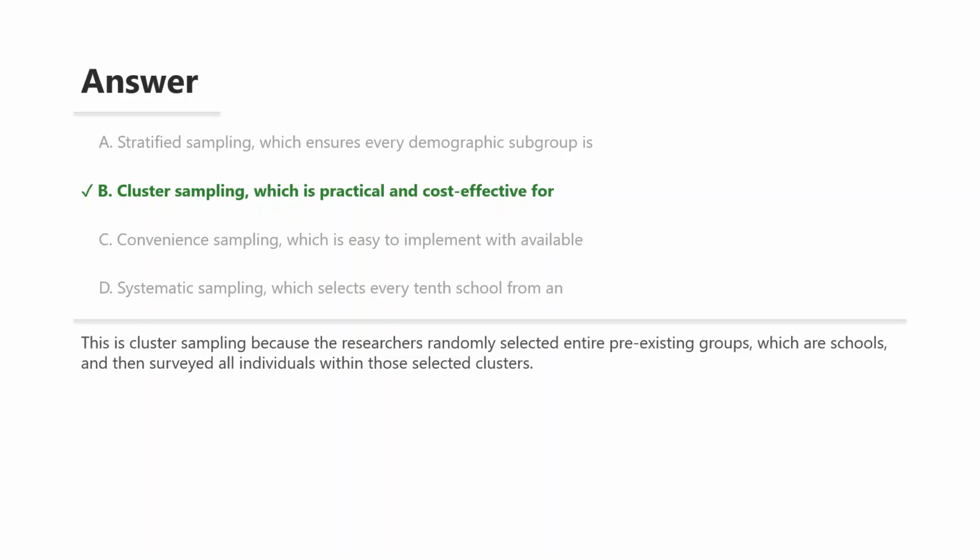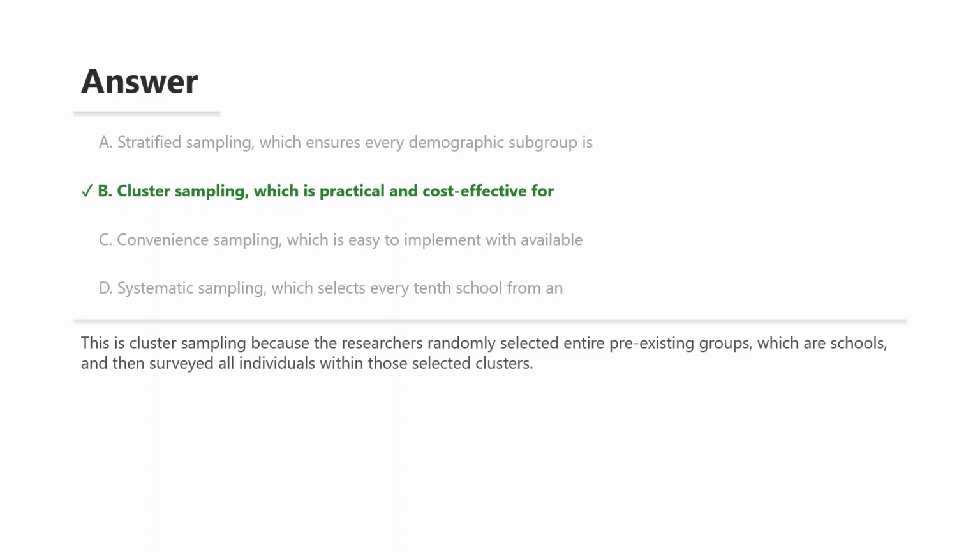The correct answer is B. This is cluster sampling because the researchers randomly selected entire pre-existing groups, which are schools, and then surveyed all individuals within those selected clusters. The primary advantage is practicality and cost-effectiveness. Rather than trying to randomly sample individual parents from all 300 schools, which would require a complete list of all parents and would scatter the sample across every school, they concentrated their data collection efforts in 30 randomly selected schools.